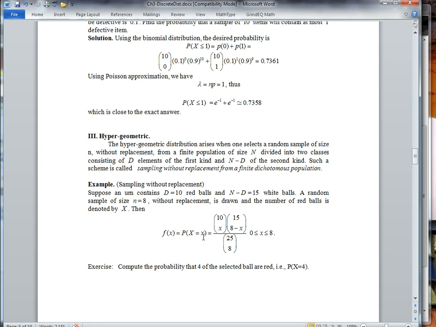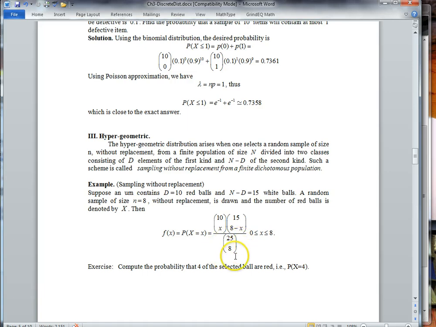You can see that basically we can go to the chapter of probability and compute the number of points in the sample space. I have a total of 10 and 15, 25 balls. I want to get 8 of them. In how many ways can I select 8 balls out of 25? That's my total number of selections.